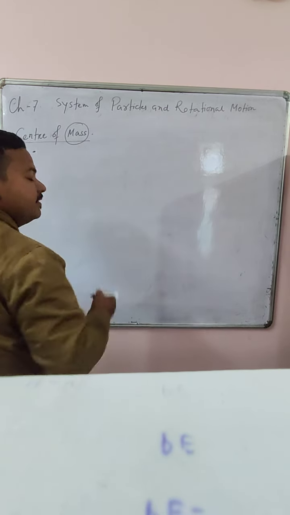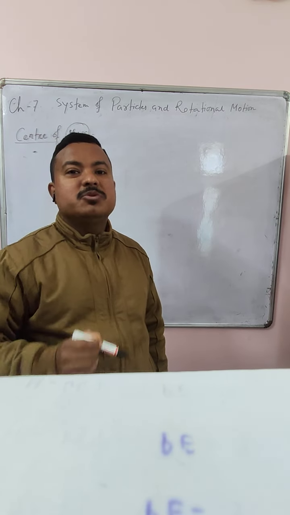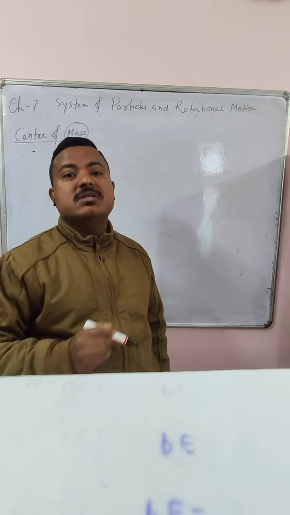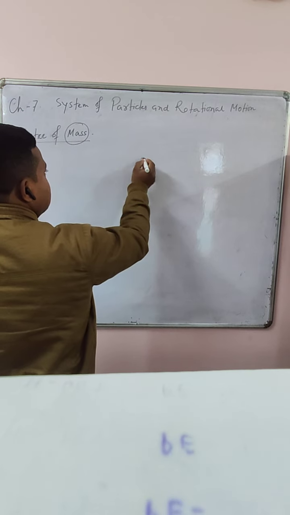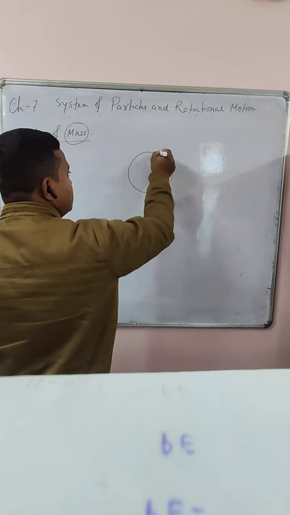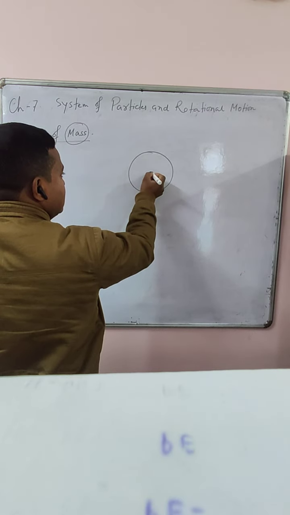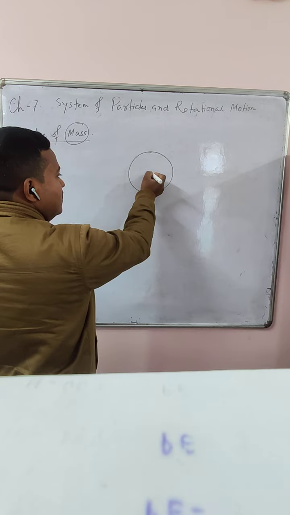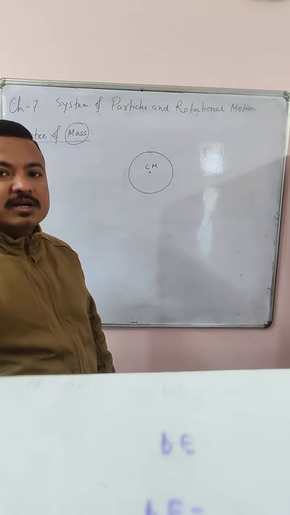Center of mass is a point where the entire mass of the body is supposed to be concentrated. That point is called center of mass. Suppose, for example, you consider a sphere. For a sphere, the geometrical center is the position of the center of mass. Here the entire mass of the body is supposed to concentrate.